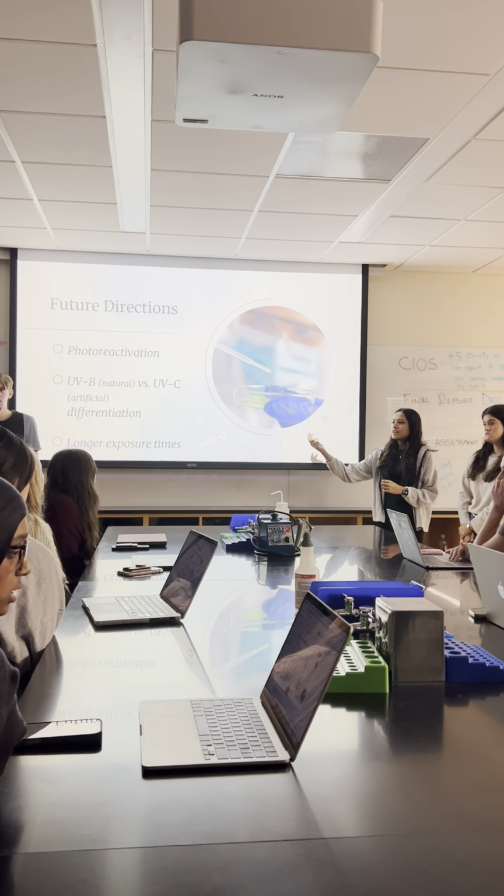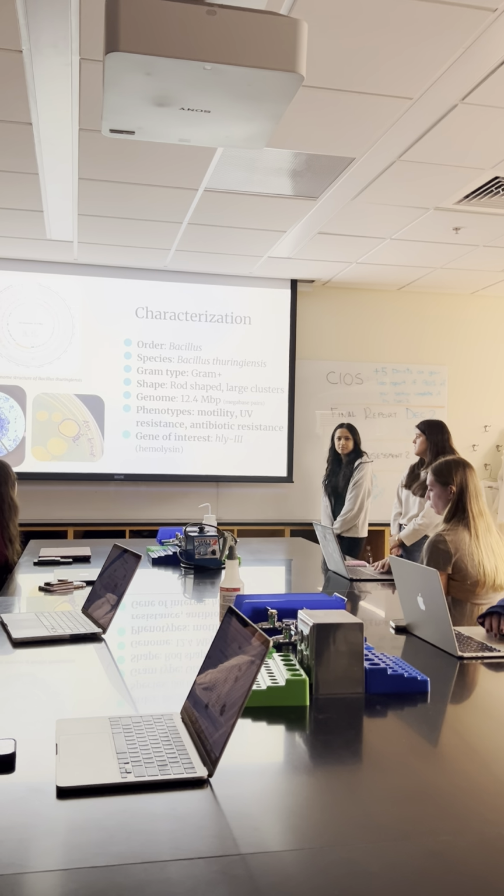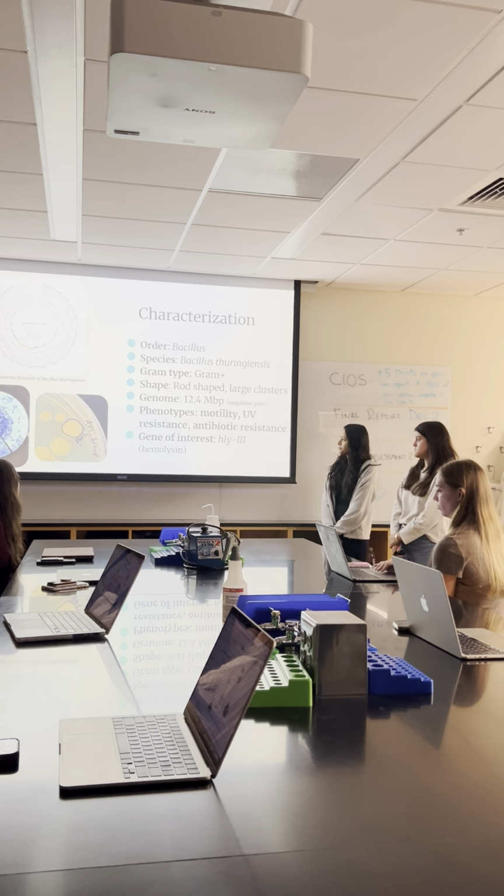So I also studied Bacillus thuringiensis, which was gram-positive, shown in the image on the bottom left. It was rod-shaped and in large clusters. It had 12.4 megabase pairs. Shown in Isa's slide, it confirmed that there was motility, UV resistance, and antibiotic resistance. And then my specific gene of interest was hemolysin 3.